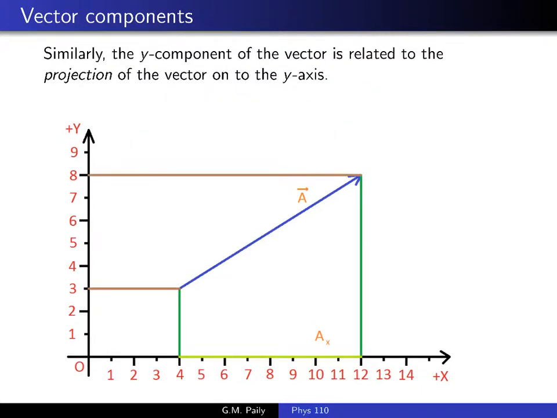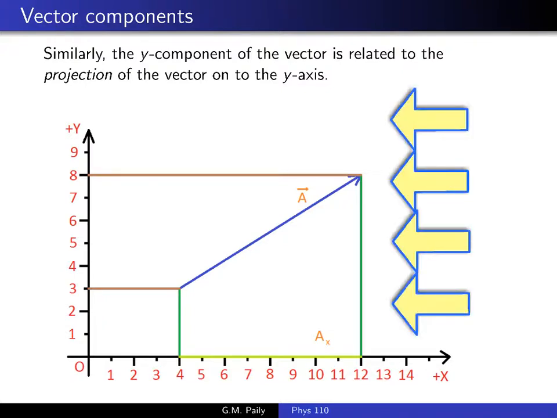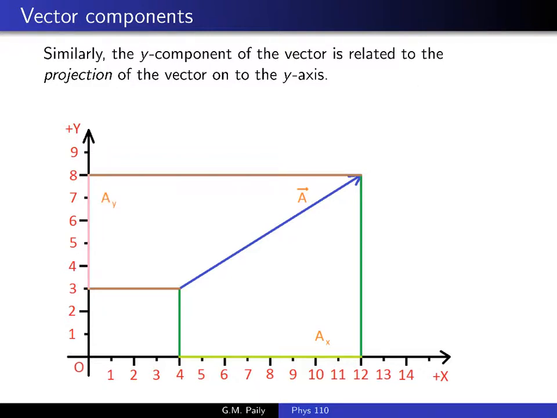Similarly, if you shine light perpendicular to the y-axis, the vector will cast a shadow onto the y-axis, and this will be the y component. We see the light shining perpendicular to the y-axis and casting a shadow here on the y-axis. This is known as A subscript y, the y component of the vector.